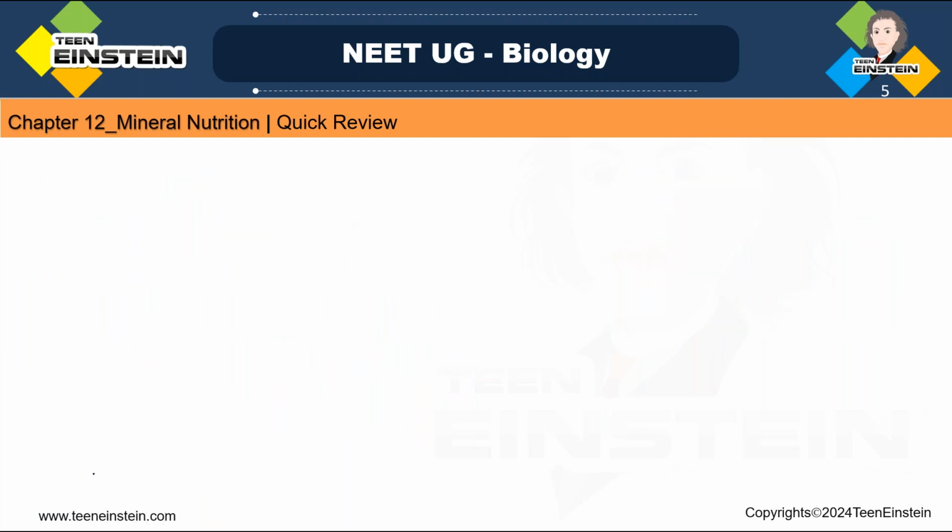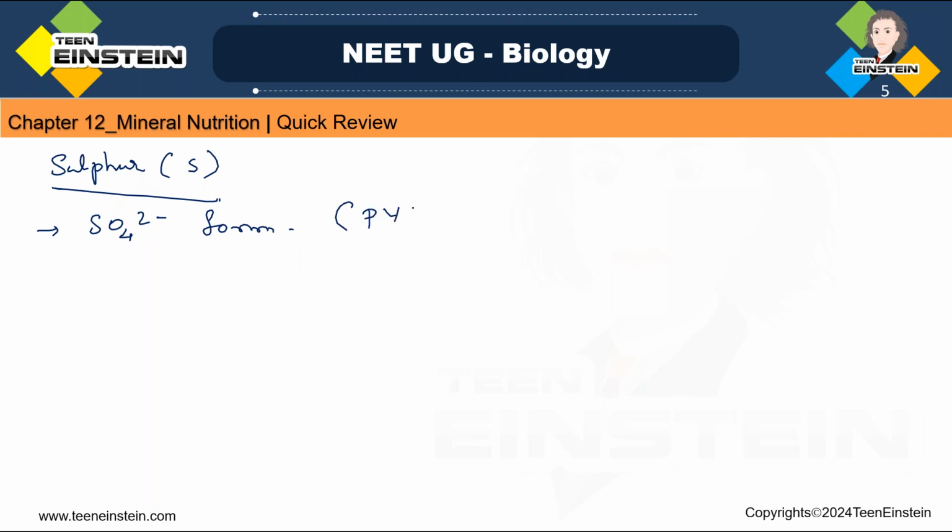Next is about sulfur. Yes. And this sulfur is obtained in the SO4 2⁻ form. Obtained in this form. And functions, next we need to say about the functions. So this is a previous year question. In the previous year question papers, you can see this question.